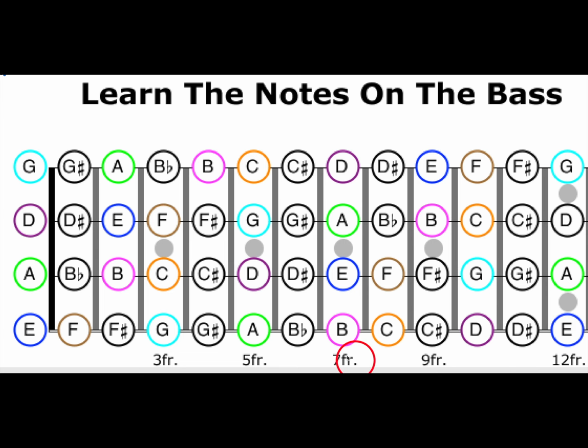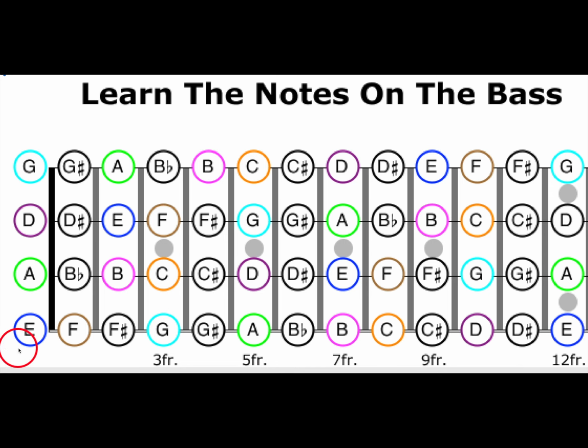An easy way to remember this is remember the word BE. To be or not to be, that's the question. B and E do not have a sharp. E goes straight to F. B goes straight to C. So after you learn the natural scale, E, F, G, A, B, C, D, E, then we can come back and learn the chromatic notes.